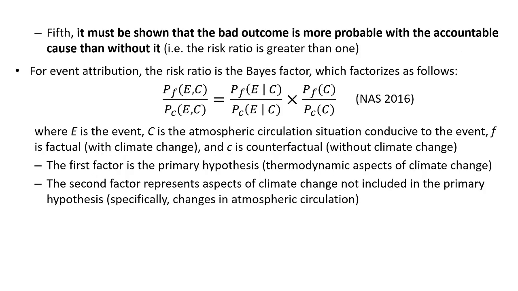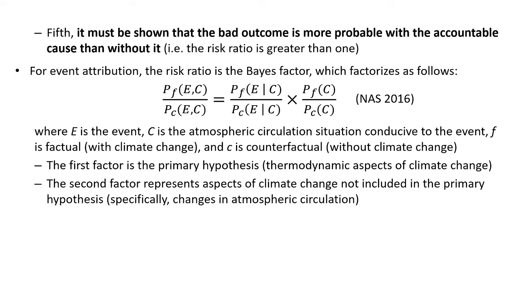And then the fifth step is you have to show the bad outcomes are more probable with the accountable cause than without it. So you're actually asking, is the risk ratio greater than 1? The risk ratio for an event attribution is just the Bayes factor. And in this National Academies report on extreme event attribution that Marina referred to in her introduction, this equation was shown, a very simple equation, just based on the axioms of probability.